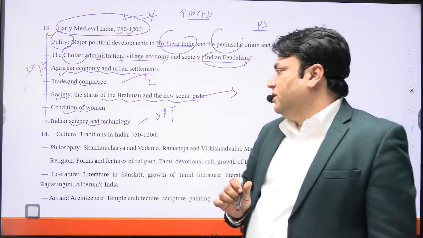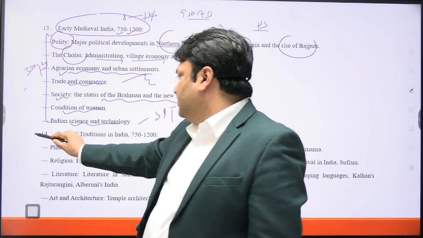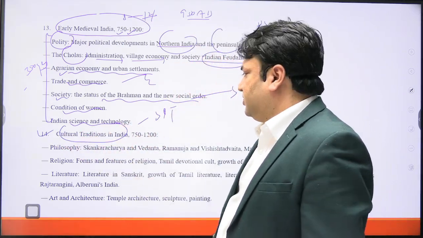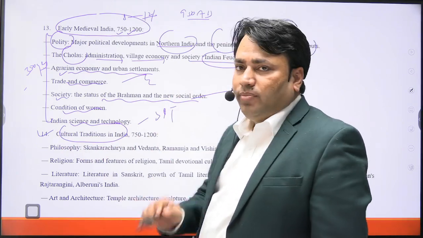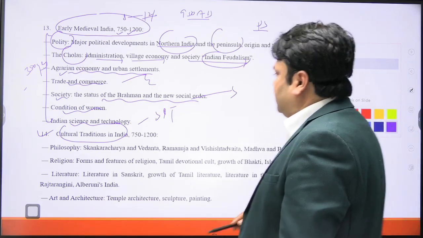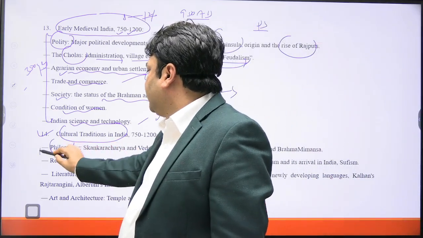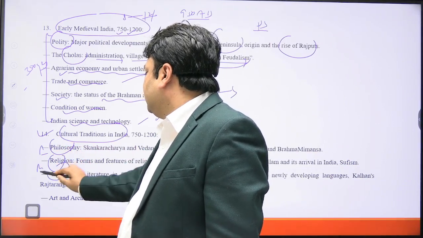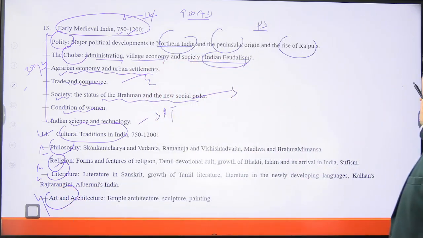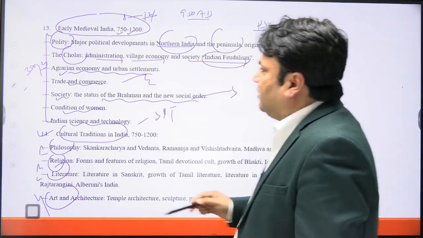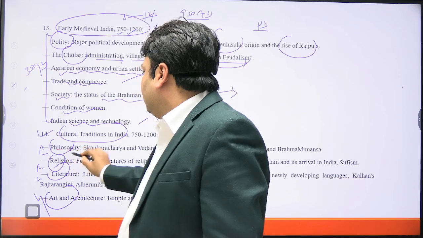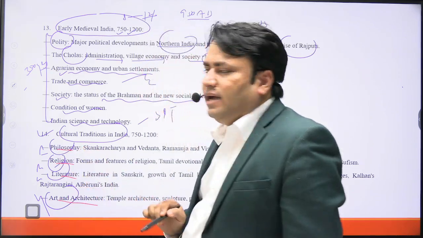Okay, now the 14th topic here is cultural transitions in India. And in cultural transitions, four particular aspects have been covered. One is philosophy, the second is religion, the third is literature, and the fourth is art and architecture. So these four particular aspects are covered here: philosophy, religion, literature and art and architecture.